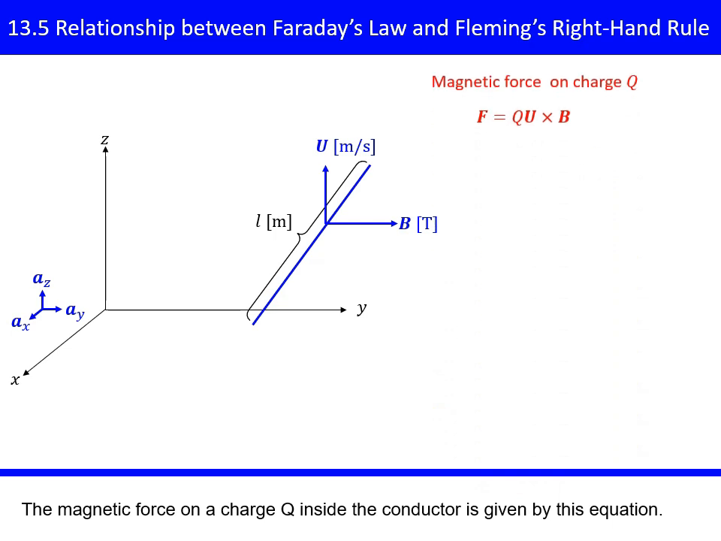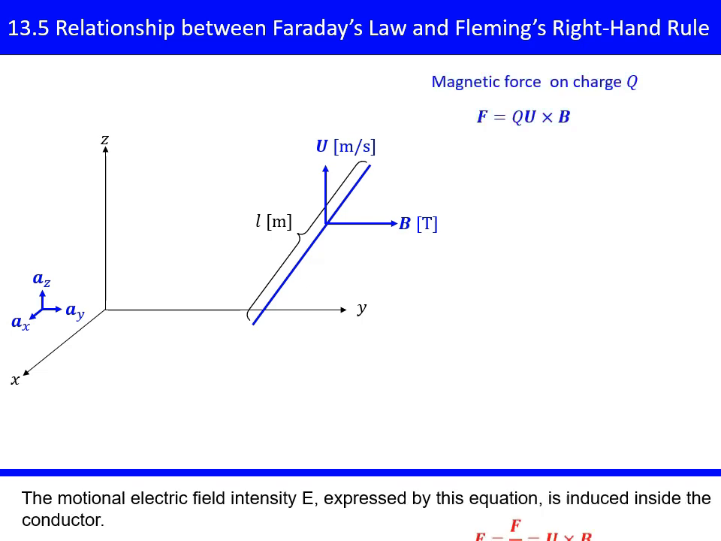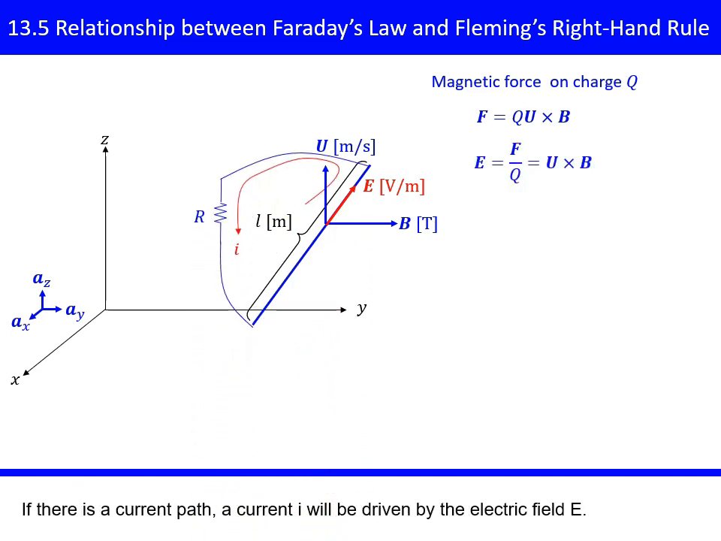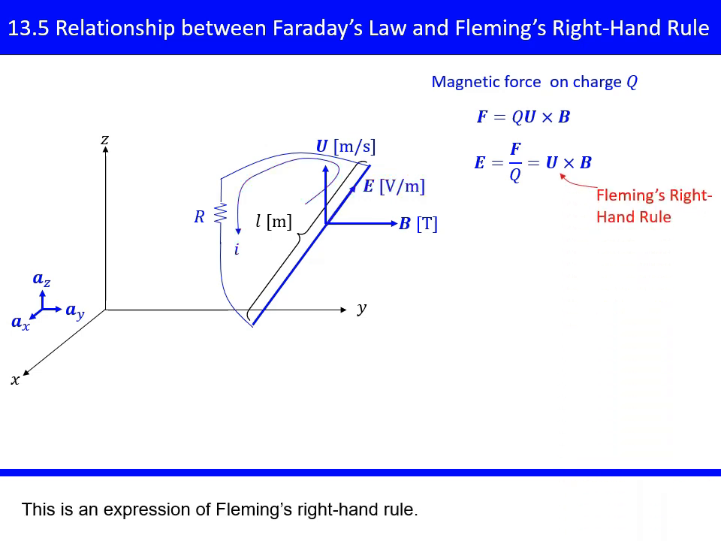The magnetic force on a charge q inside the conductor is given by this equation. The motional electric field intensity E, expressed by this equation, is induced inside the conductor. If there is a current path, a current I will be driven by the electric field E. This is an expression of Fleming's right-hand rule.